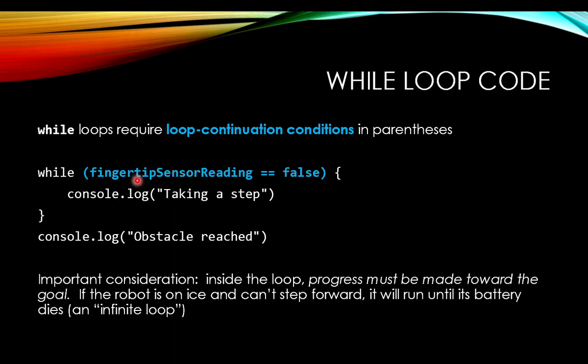Another way to think about that with the robot is like if the robot is on ice and when he tries to take a step, he doesn't actually step forward. He's just going to run until his battery dies, right? He's going to be in a more or less infinite loop. So you really need to make sure that you're making progress inside the loop toward making true the condition that is controlling the loop. So that's super important stuff.